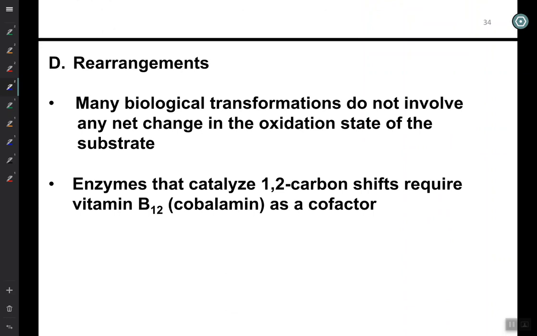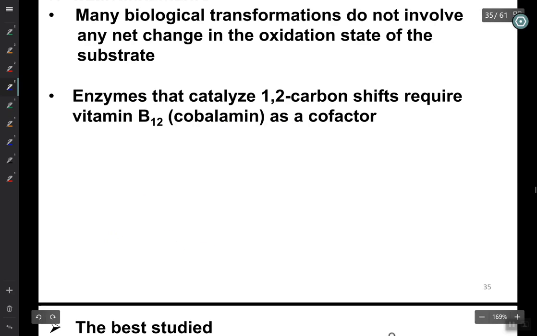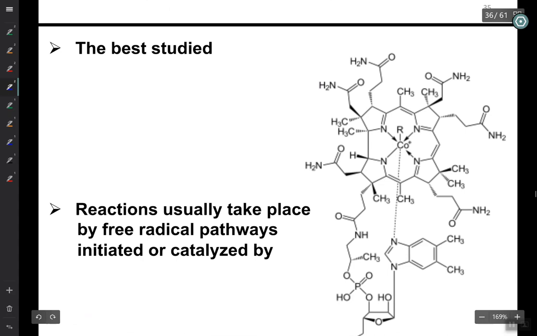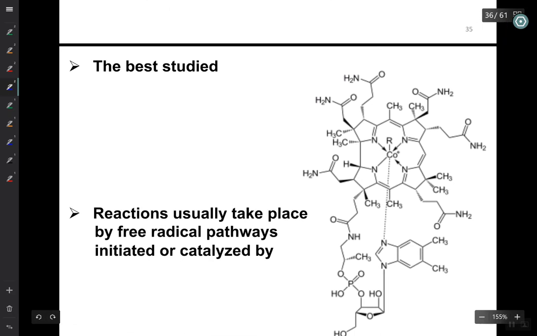Okay, some enzymes catalyze rearrangement reactions, so they're just changing the placement of the chemical bonds. They do not involve any net change in the oxidation state of the substrate. So enzymes that catalyze 1,2 carbon shift require a cofactor called cobalamin, also known as vitamin B12, as a cofactor. This is such a really remarkable cofactor because it's the best studied organometallic unit in biology.